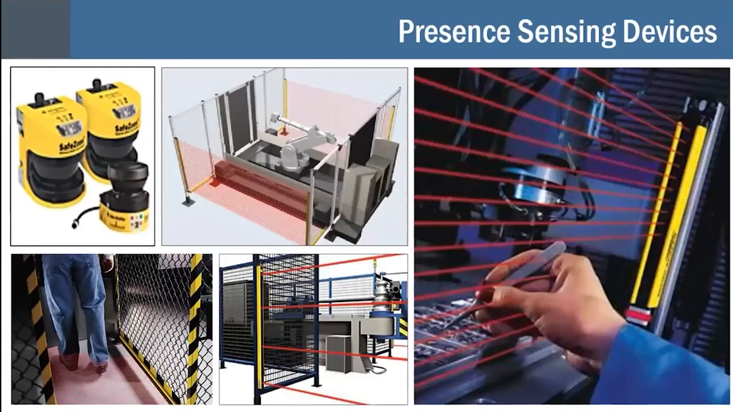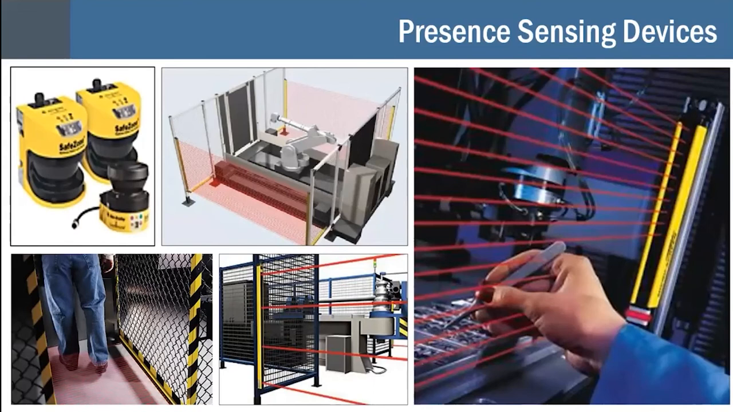Next group is presence sensing devices. These are great, providing a great deal of flexibility and ease for frequent access to the applications where we only need to restrict access and we don't have things like ejection hazards or some of the other non-mechanical hazards. We just want to restrict people's access to the hazard point. Presence sensing devices create a stop signal when a person or body part enters the hazard zone.